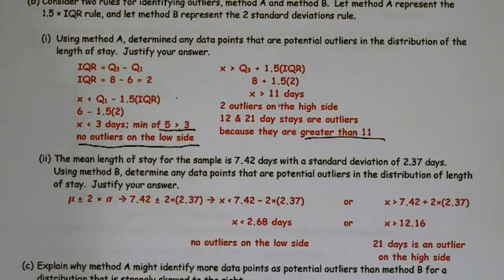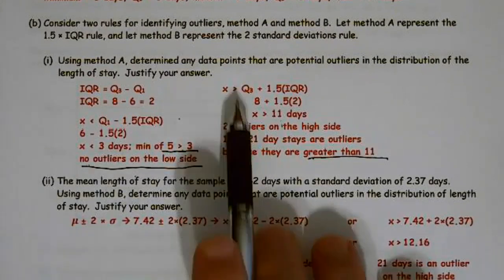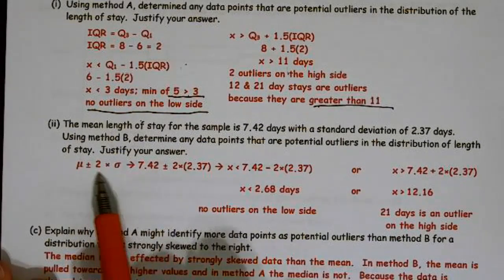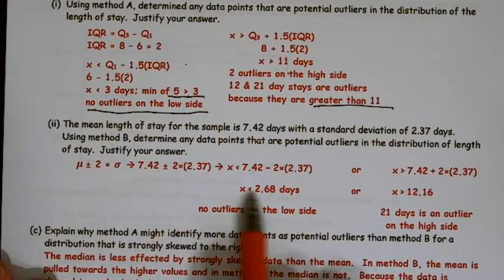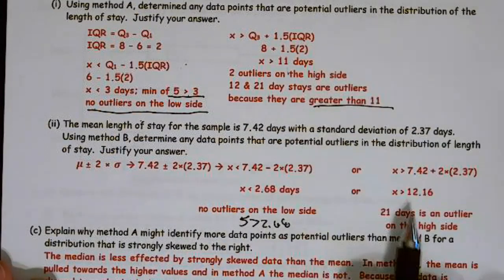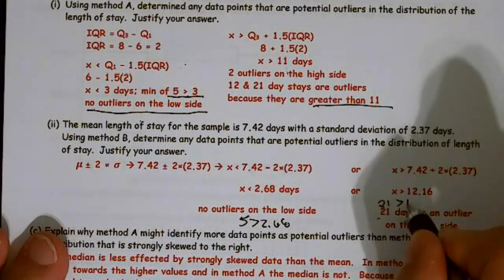The next thing, part 2. The mean of stay for the sample is 7.42 and the standard deviation is 2.37. Use method B. Well, what did method B say? Method B is, they're saying, use the 2 standard deviation rule. So we need to be plus or minus 2 standard deviations. So the mean plus or minus 2 standard deviations. So 7.42 plus or minus 2 times 2.37. Well, if I subtract, I get 2.68. We have no outliers on the low side. Why? 5 is greater than 2.68. And then on the high side, we have 21 days is an outlier on the high side, and that's the only one we have because 21 is greater than 12. Once again, show the comparison.